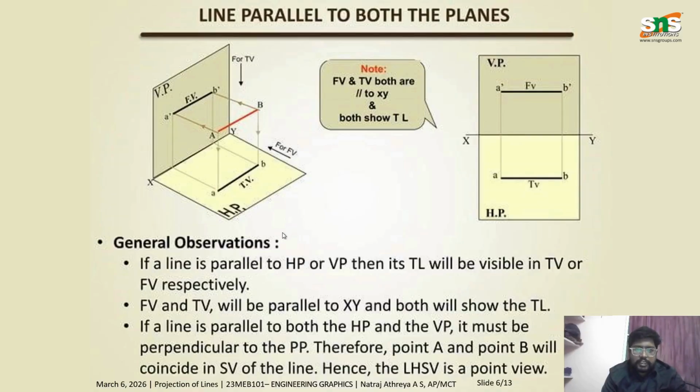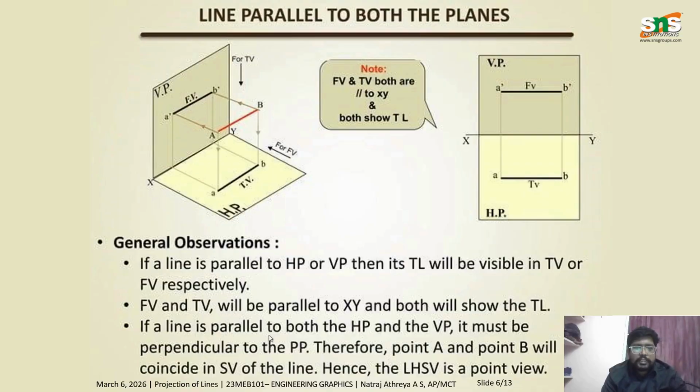From this you can understand that when a line is parallel to HP or VP, its true length is visible in the top view or front view respectively. So both front view and top view will be parallel to XY, and both will show the true length.